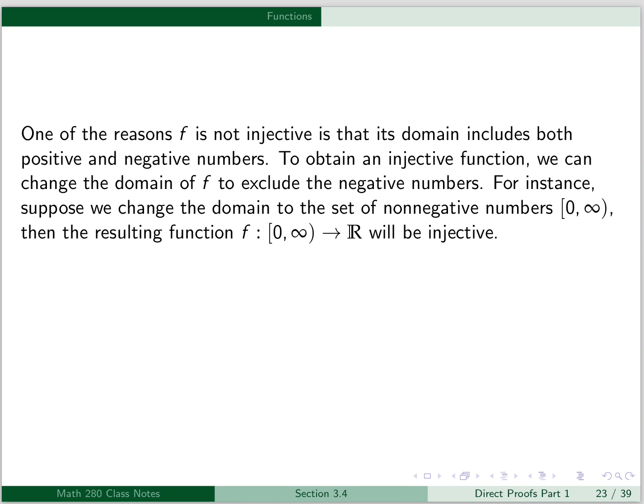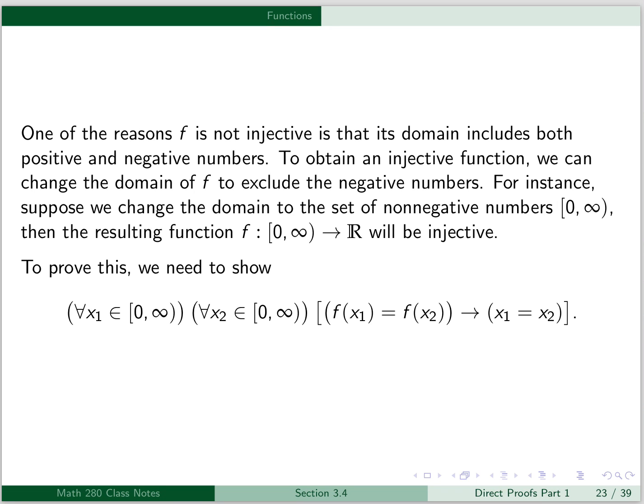Now the second part of the problem asks, how could we modify our function so that we would obtain a function which is injective? Now one of the reasons this particular function f is not injective is that its domain includes both positive and negative numbers. To obtain an injective function, we could change the domain of f to exclude the negative numbers. For instance, suppose we change the domain to the set of non-negative numbers, the interval from 0 to infinity. Then the resulting function f from this new domain into R will be injective. To prove this, we would again go back to the condition in the definition.